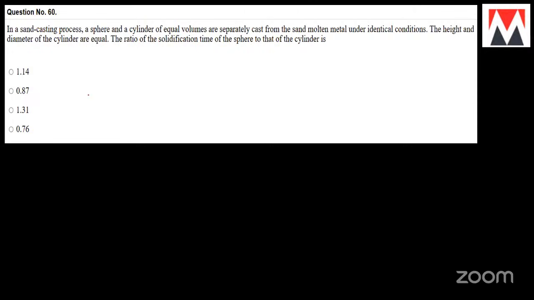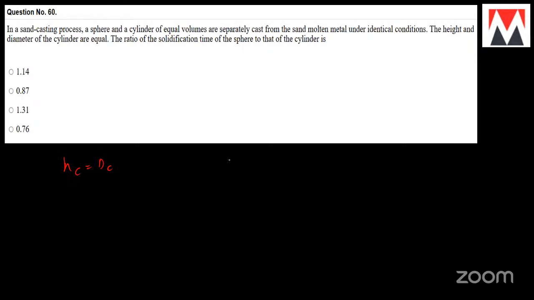In a sand casting process, a sphere and a cylinder of equal volumes are separately cast from sand and molten metal under identical conditions. The height and diameter of the cylinder are equal. So the height of the cylinder is equal to the diameter of the cylinder. What do you need here? The ratio of solidification of the sphere. What is given? A sphere and a cylinder of equal volumes.